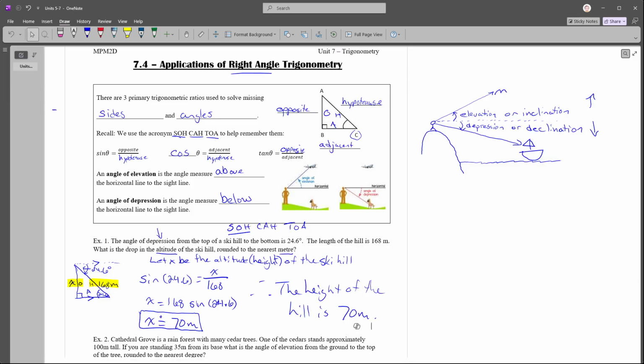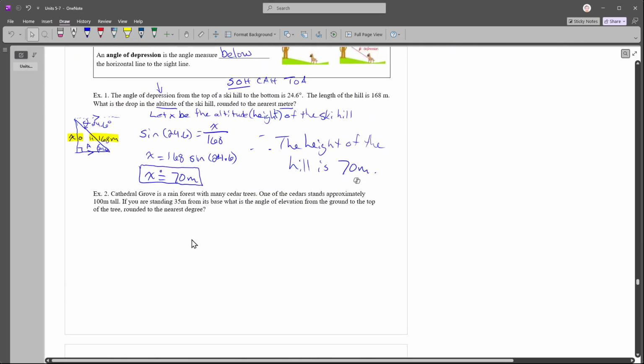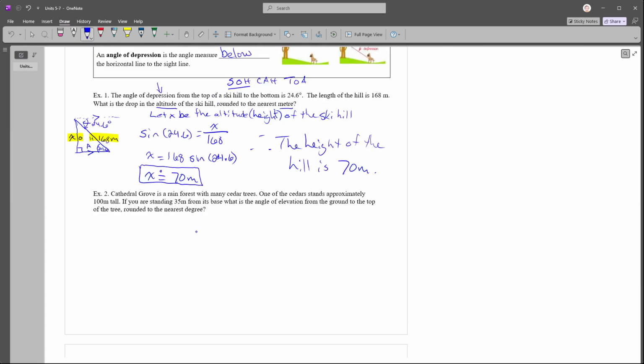Not too bad. Let's go down and try one a little bit more challenging. We'll go to this one. Number 2. Cathedral Grove is a rainforest with many cedar trees. One of the cedar trees stands approximately 100 meters tall. Okay, so let's draw our 100 meter tall cedar tree. You are going to go right here, and I know that you are 100 meters. I'm going to back that up, see if I can do it slightly better.